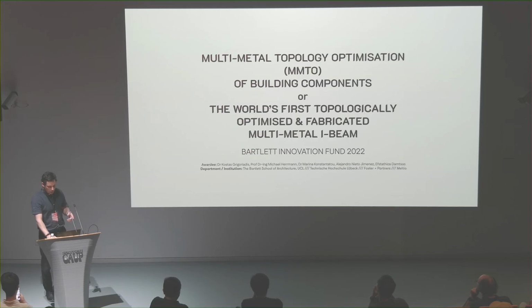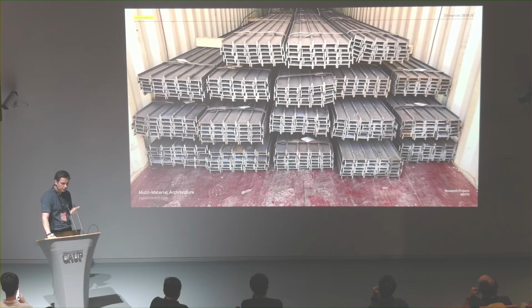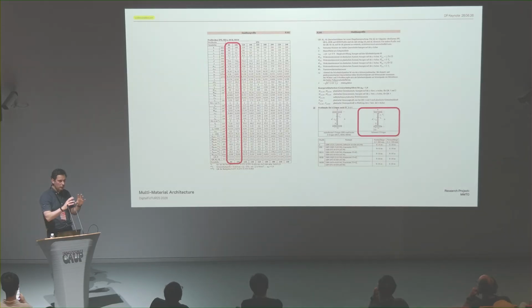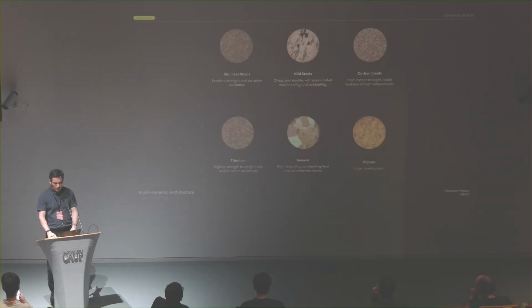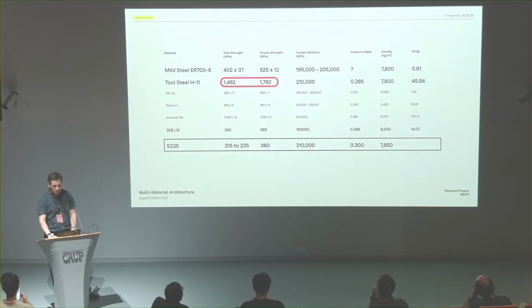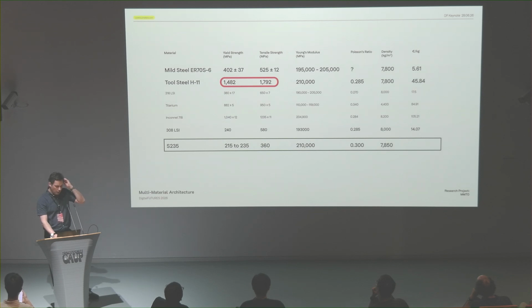So this here then goes back to optimization, but here we're starting to use more metals. So we take the good old humble I-beam. The I-beam, again, uses far too much material and is much heavier than is needed. So what we wanted to do, first of all, is to look at the materials that can be 3D printed. This is from Meltio in Spain, a company that we collaborated with in this project, and Foster and Partners were involved as well. And we looked at the standard steel that is used at the bottom, S235, and how that compares to 3D printable metals like mild steel and tool steel.